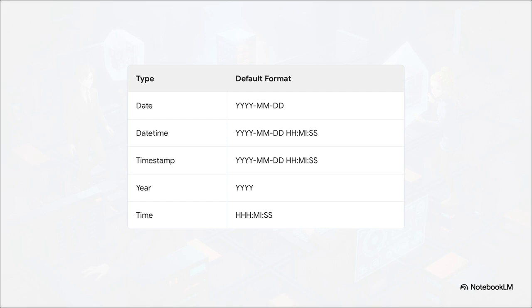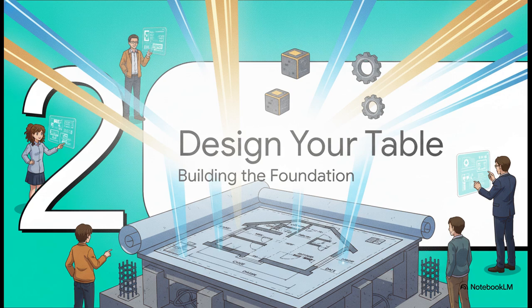But contrast that with a package shipment record or, say, a bank transaction. For those, you absolutely need the datetime or timestamp types. Those track the event down to the exact second. Choosing the right temporal type doesn't just save you storage space, it ensures your data is actually telling the right story. Moving right along to Section 2, Designing Your First Table.